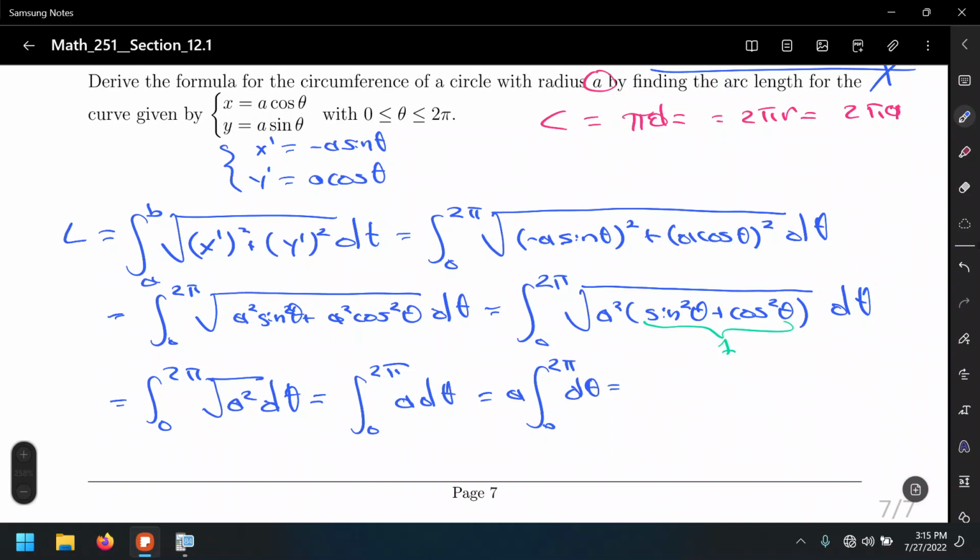What's the integral of d theta? Theta. And well, so a times 2 pi minus 0, a times 2 pi, which is 2 pi a. Isn't it what we were expecting to obtain?